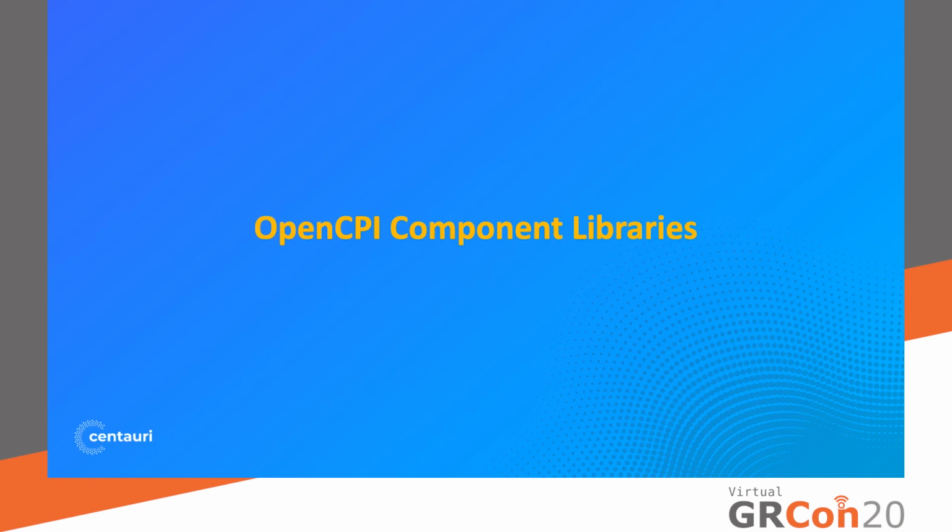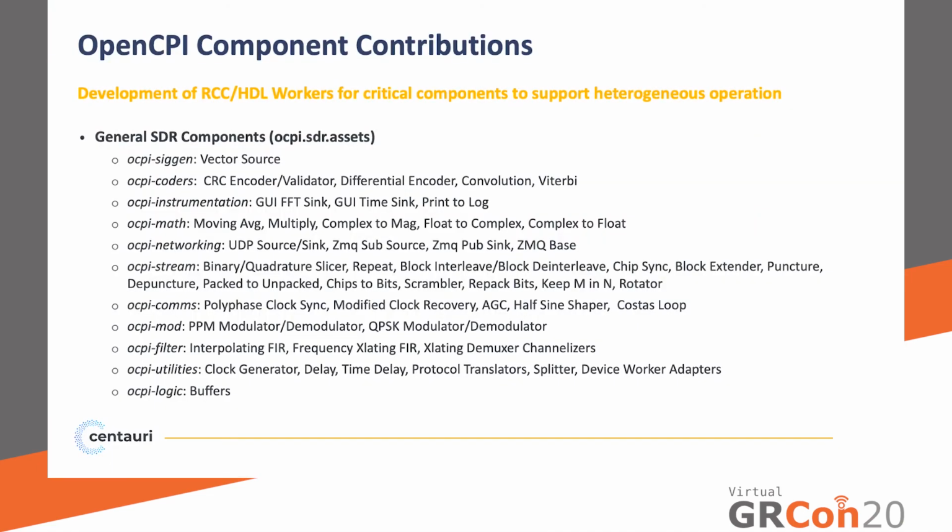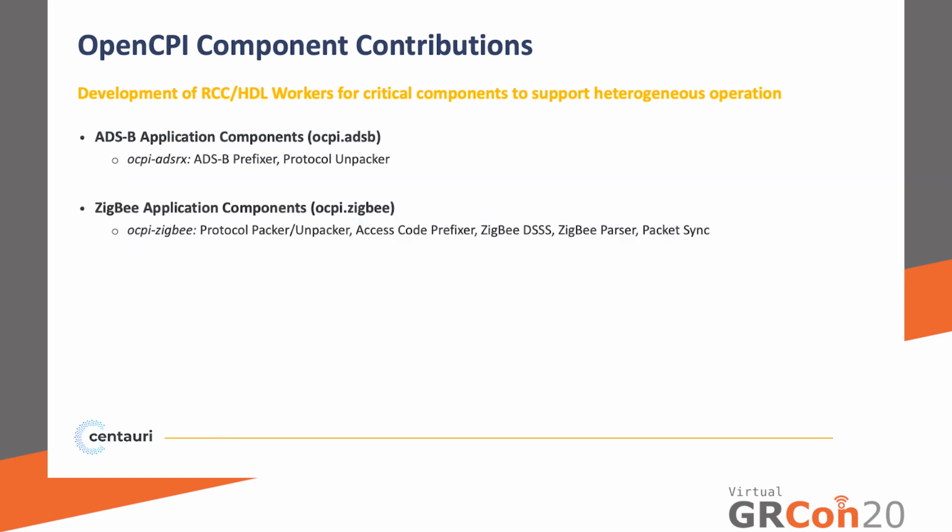Lastly, we will talk about some OpenCPI component libraries that have been generated by this case study. In support of growing the community around OpenCPI, we have created several libraries that are open to the community. The first one is a general SDR component library, which you can see is divided into several different types. The RCC workers are really closely aligned with GNU Radio. In addition, we are actively developing HDL workers for these elements to support heterogeneous operations. We also have two application-specific libraries associated with this work. That's the ADS-B, and also we have created a ZigBee library. All of these libraries will be pushed out to the community sometime soon.